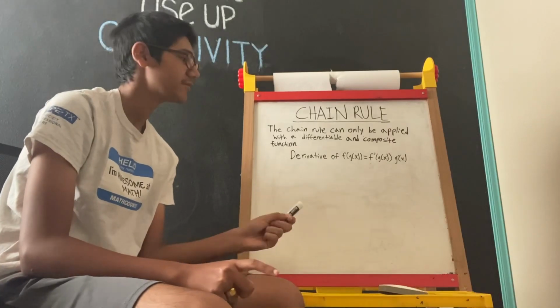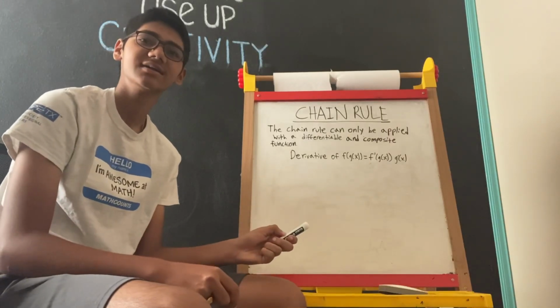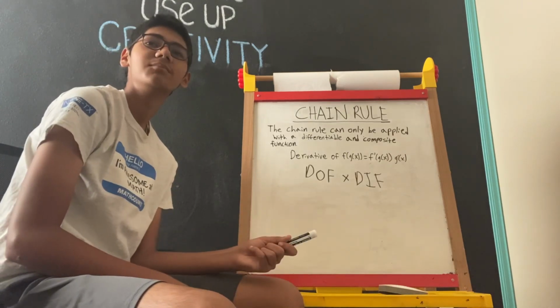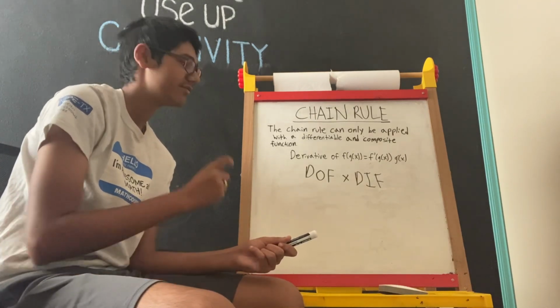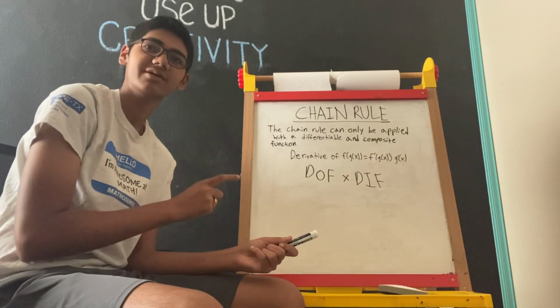What was that? Nothing. Another way of writing f prime of g of x multiplied by g prime of x is DOF multiplied by DIF. Derivative outside the function multiplied by derivative inside the function.